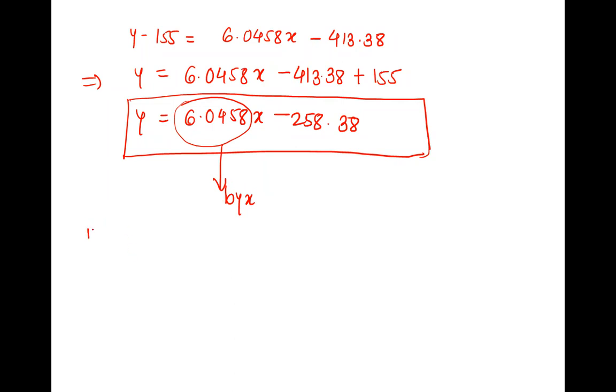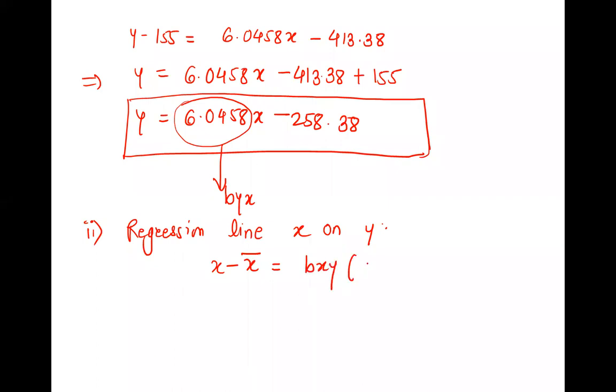We go with the second regression line, x on y. What is the formula? x minus x bar is equal to bxy into y minus y bar. Correct. For x on y, everywhere x comes first, y later. In b also x comes first, y comes later. It is bxy whenever it is x on y.